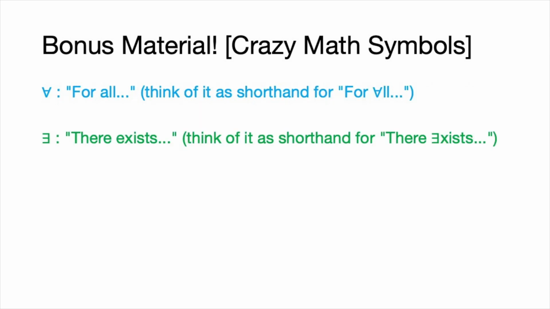So the upside down A means "for all," and the flipped E means "there exists." And yeah, the symbols are flipped because we wouldn't want to mistake them for an ordinary A or an ordinary E. Actually, that's just my theory, but if it will help you remember, then great.